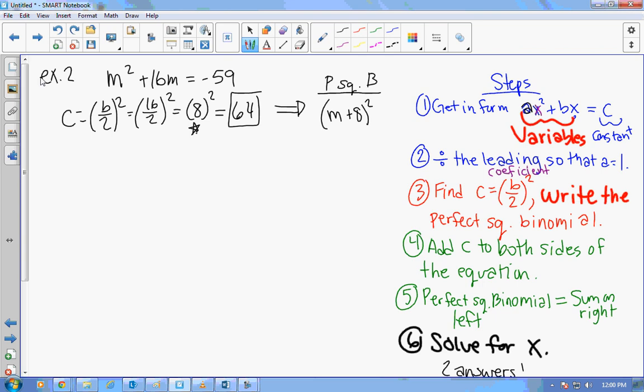Okay, that is step 3. Any questions? How we found c in the perfect square binomial? Part 4, add C to both sides. So we need to rewrite it, and I leave spaces.